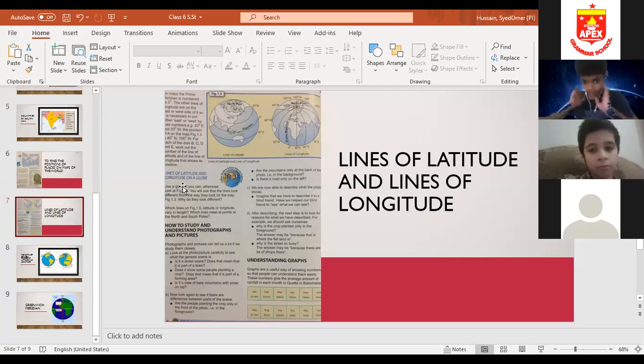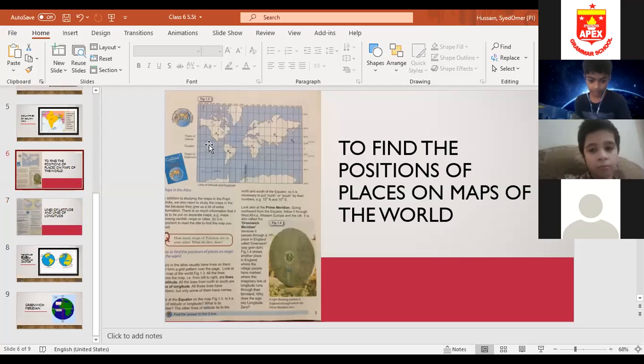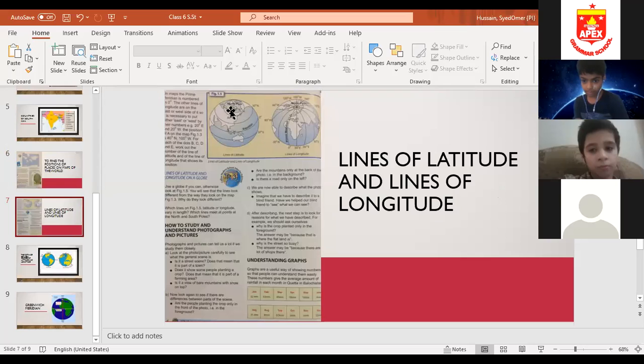You will see that the lines look different from the way they look on the map, figure 1.3. Why do they look different? Now, these lines are looking different from these lines. They are saying why they're different, because in it we are showing it in the form of a map, but these lines are on the globe. That's why this is the main difference. You know that on a globe, lines are stretching from left to right as well as from top to bottom.